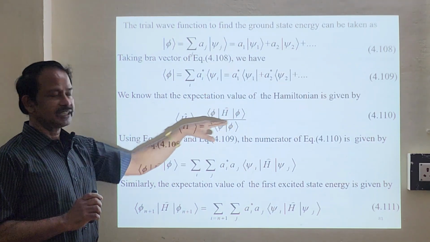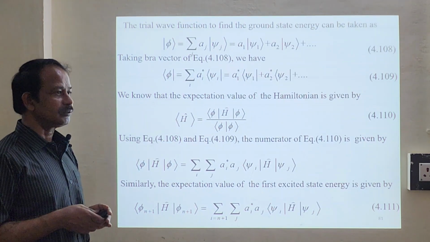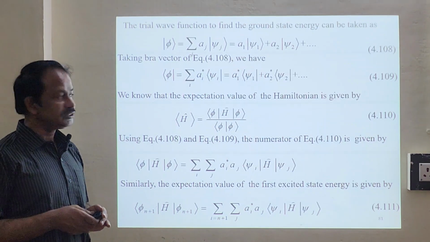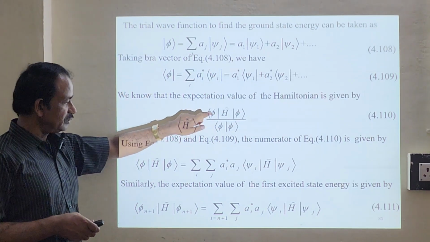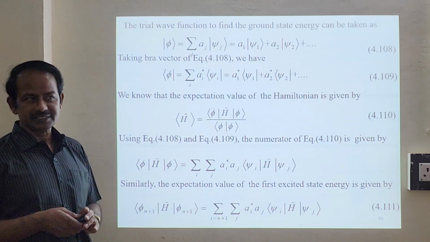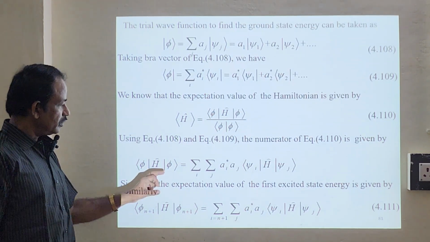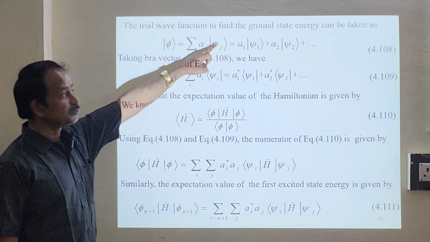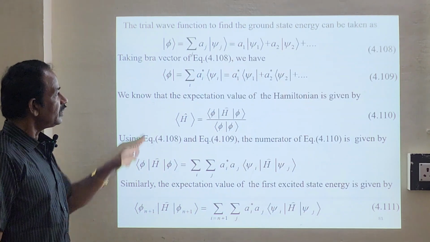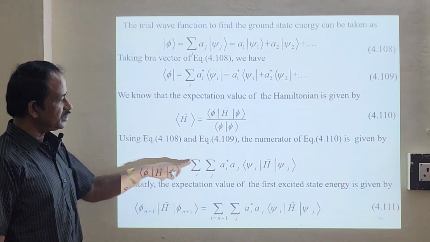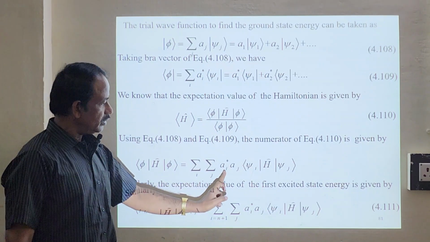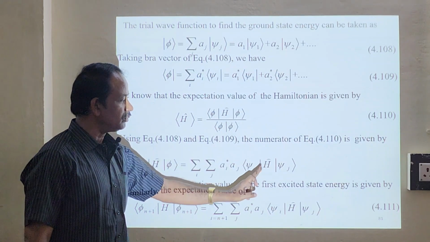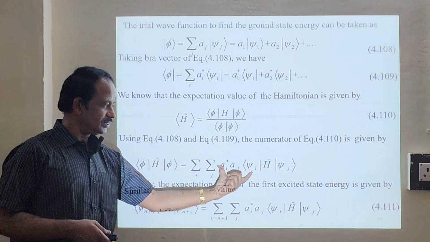We know the expectation value of the Hamiltonian is given by expression 4.110. Now just use 4.108 and 4.109, these two equations, in this expression. We will take the numerator first. For ket phi, I can use this expression, and for bra phi, I can use this expression. Which is nothing but the sum of ai star aj with H sandwiched between psi j and psi i. Is it okay?